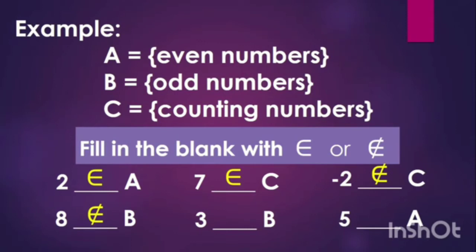Next, 3. Ang 3 ba ay element or not an element of set B? Balikan natin ang set B. Sabi, odd numbers. So, ang 3 ba ay odd number? Yes. So, this is an element. And the last one, we have 5. 5 is blank of set A. Ang 5 ba ay even number? No. So, this is not an element.